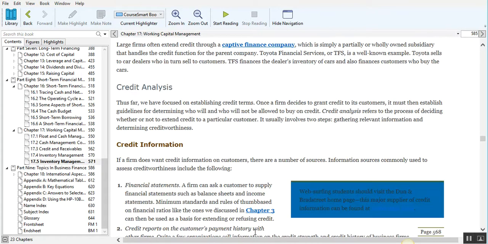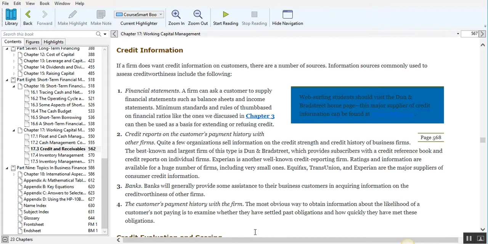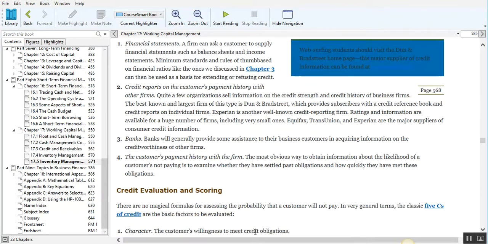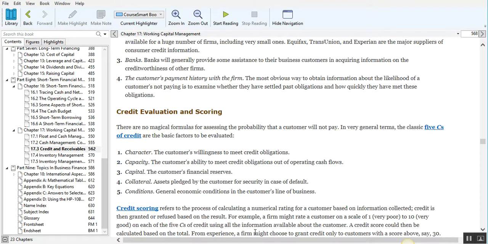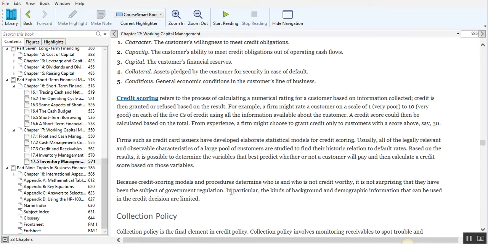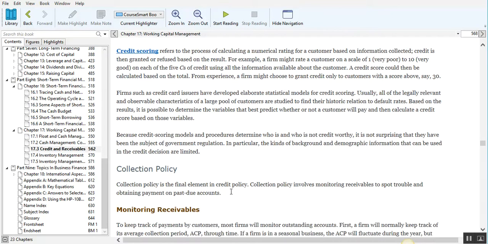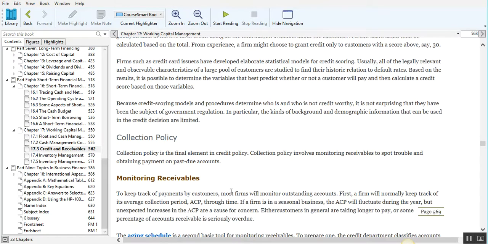So credit analysis, well, you can look at that in the financial statements, credit reports. Banks will provide some assistance, and then the customer's payment history. So the credit evaluation scoring. You talk about credit scores a lot, but here's what you wind up with when you're evaluating credit worthiness. You have character, the customer's willingness to meet the obligation, the capacity, can they pay it, the capital, how much reserve do they have, the collateral, what kind of assets do they have, and the conditions, general economic conditions in that customer's line of business. Credit scoring basically calculates a numerical rating from the information that's collected. Credit scoring models basically determine who is and isn't credit worthy, and there's a lot that could go into that.